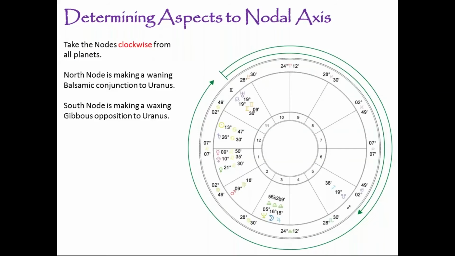In determining aspects to the nodal axis, you always start with the planet regardless of how fast or slow it's moving, and you compare the nodes to the planet in a clockwise direction. And this is because the mean motion of the nodes 90% of the time is clockwise or reversing through the signs and houses of the zodiac. Here are the samples for you on your screen. And as I said, if you need more help, contact us and we will send you the specific class which goes through all the math with both of these.